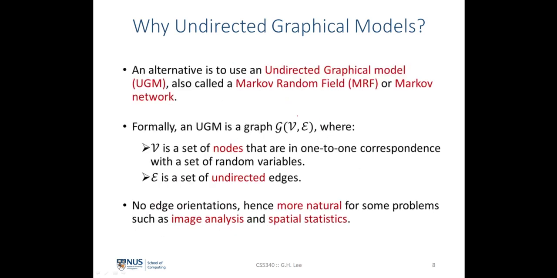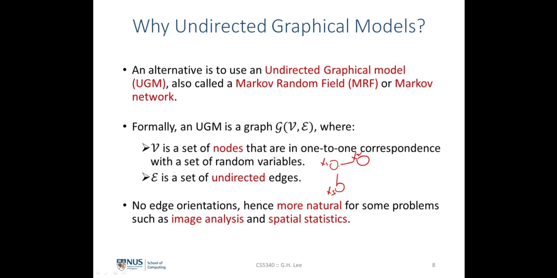So an alternative is to use an undirected graphical model, otherwise known as the Markov random field or Markov network. In this particular case, we represent the undirected graphical model as a graph consisting of a set of nodes and edges denoted by V and E over here. The set of nodes has a one-to-one correspondence with a set of random variables. What this means is that each particular node in the graph represents a particular random variable, for example x1, x2, and x3 in this case over here.